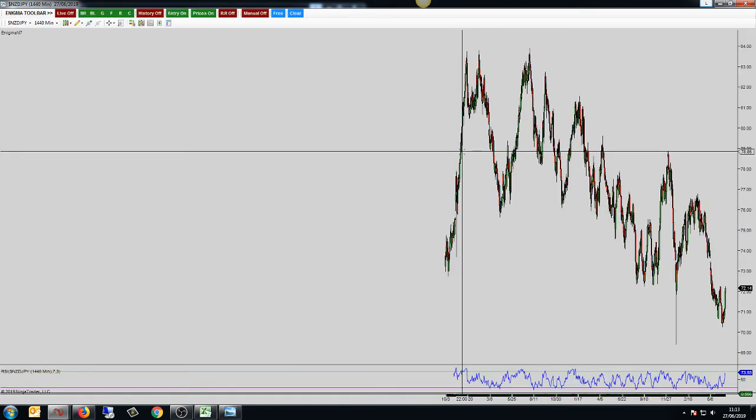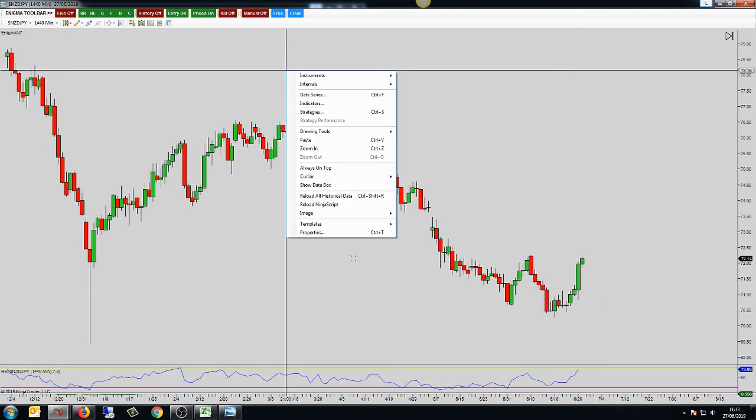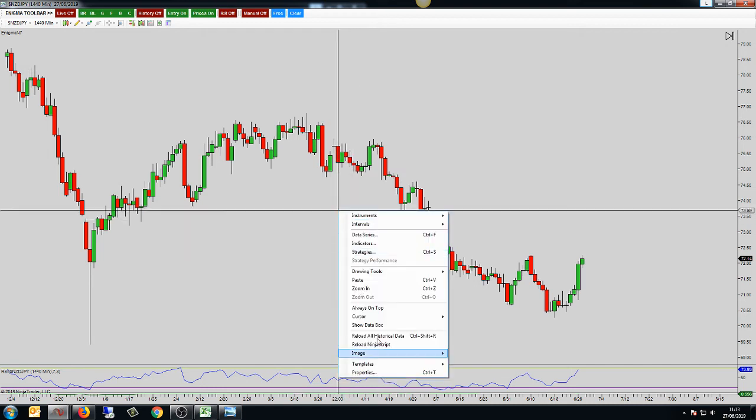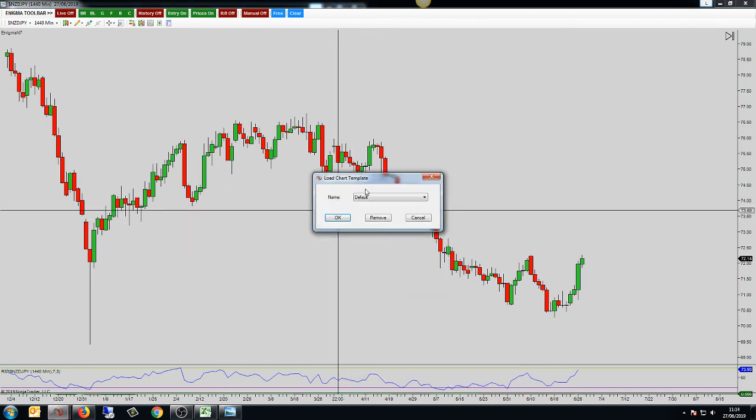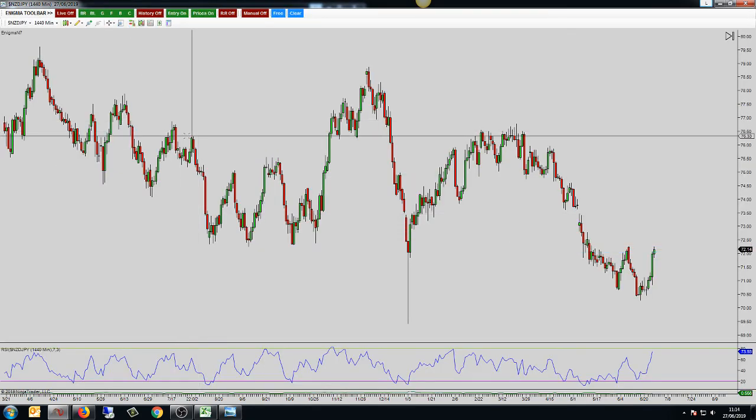Let's go and take a look at the dailies. I actually don't think we're going to get through all these currency pairs. I think we're going to run out of time, but let's carry on. So we will load that one. Okay.